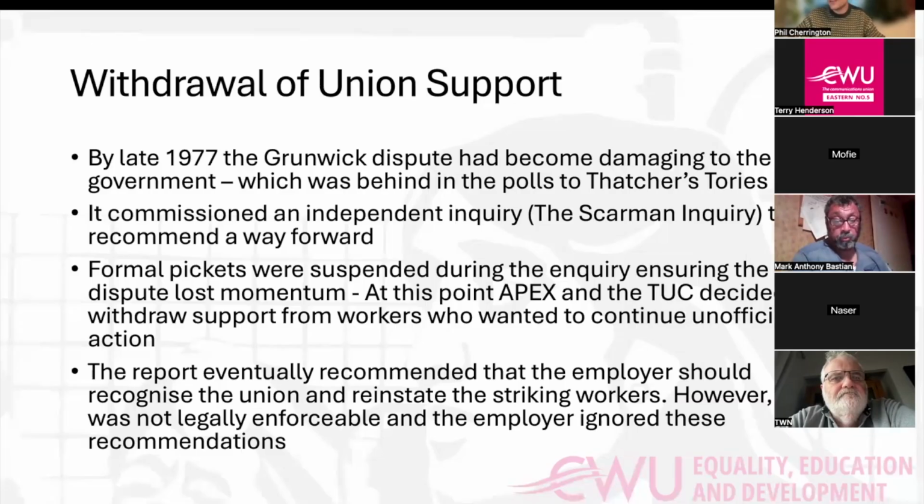The report eventually recommended that the employer should recognise the union and reinstate the striking workers. However, as it was just a government report, it wasn't backed by any legislation or legal action. It was not legally enforceable, and the employer simply ignored the recommendations.